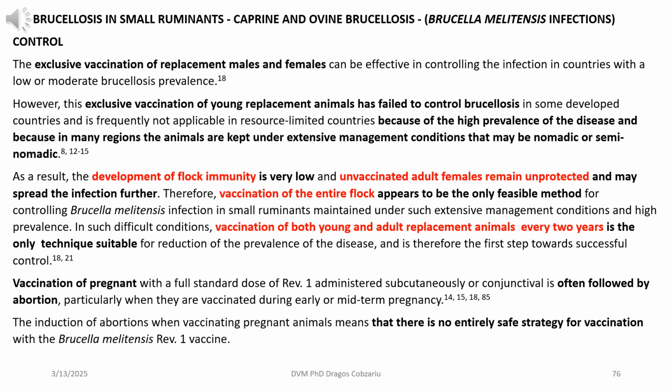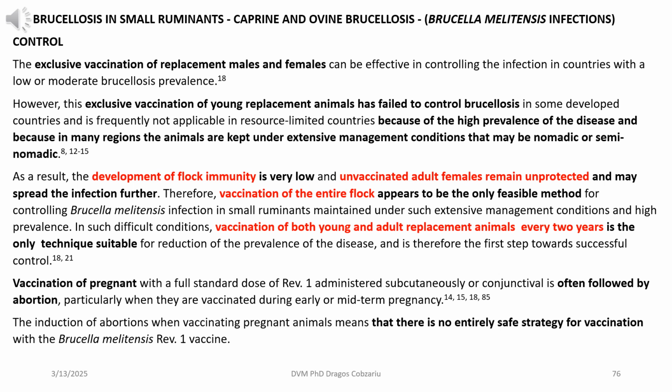As a result, the development of flock immunity is very low and unvaccinated adult females remain unprotected and may spread the infection further. Therefore, vaccination of the entire flock appears to be the only feasible method for controlling Brucella melitensis infection in small ruminants maintained under such extensive management conditions and high prevalence. In such difficult conditions, vaccination of both young and adult replacement animals every 2 years is the only technique suitable for reduction of the prevalence of the disease, and is therefore the first step towards successful control.